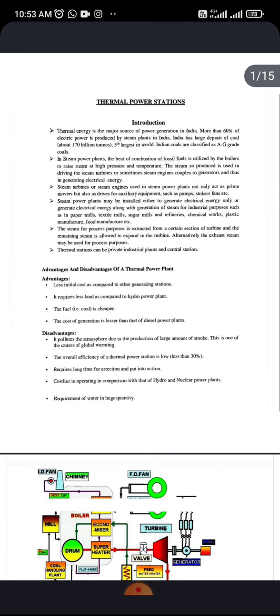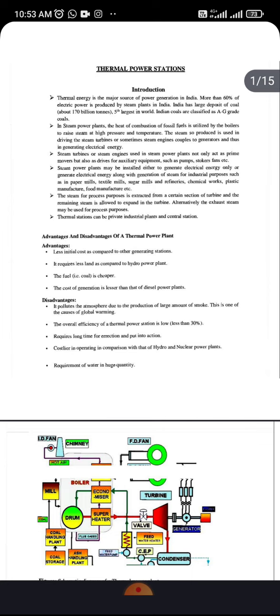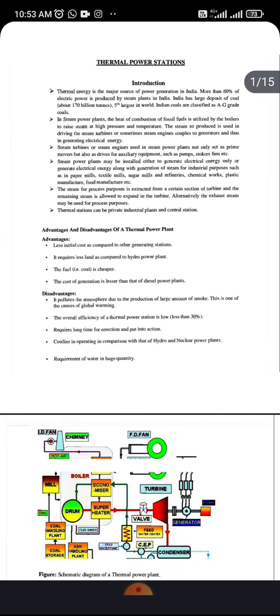As we know, in thermal power stations, steam power plants, the heat from the conversion of fossil fuel is utilized by the boiler to raise steam at high pressure and temperature. The steam so produced is used to drive the turbine, sometimes a steam engine, coupled to a generator, and thus generating electricity. Steam turbines or steam engines are used in steam power plants not only as the prime mover but as the driving source for auxiliary equipment such as pumps, stokers and fans, etc.